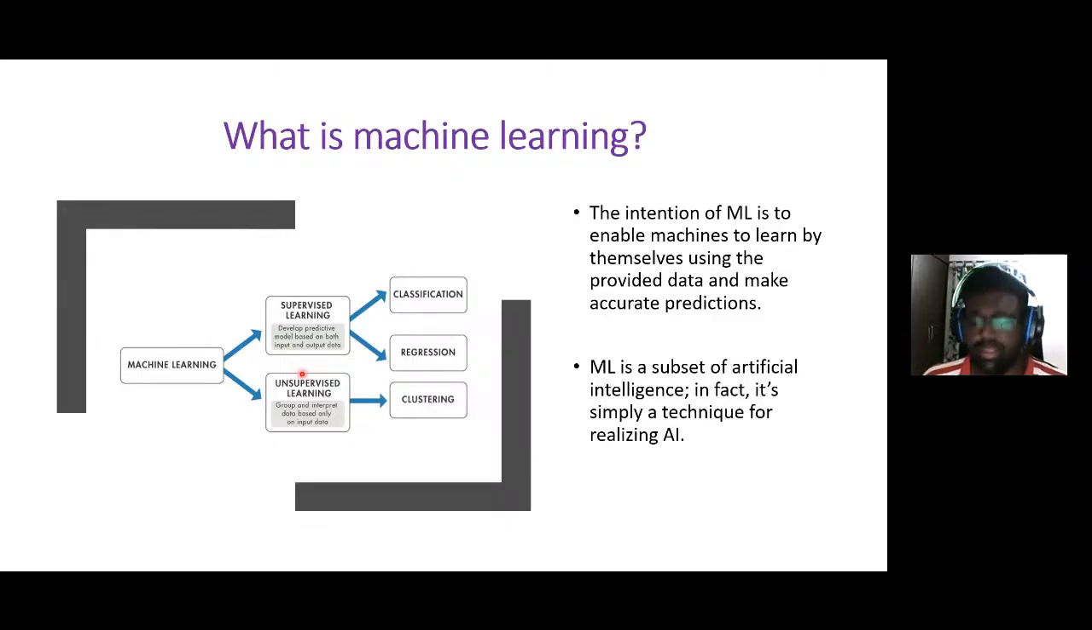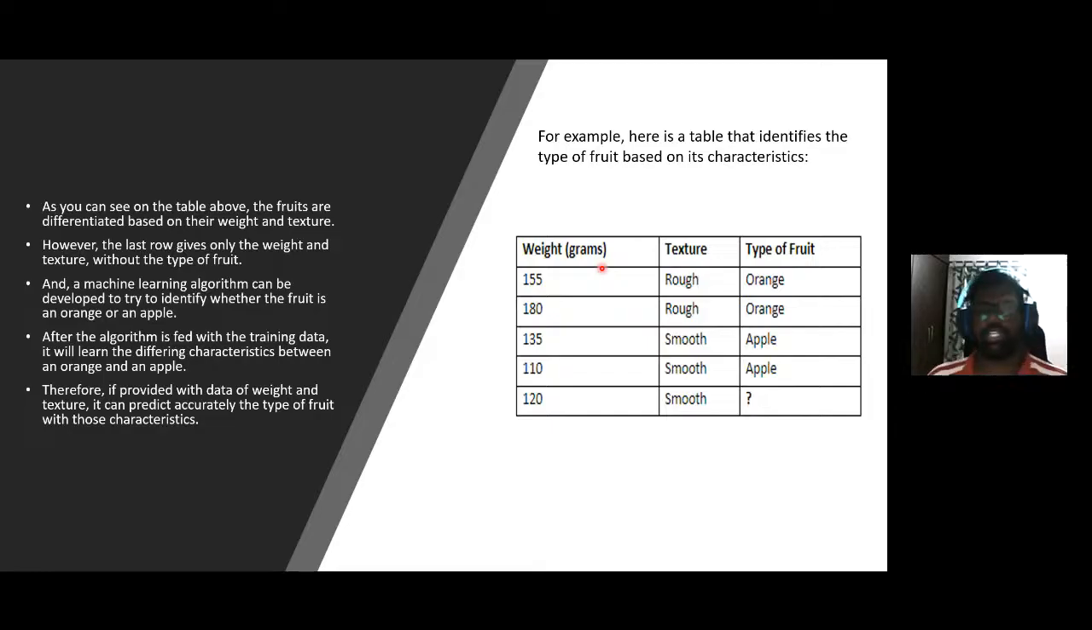Cool. So now, I'm just telling you an example here. If you see here, I have a weight, I have a texture, I have a type of fruit. So 155 rough orange, 180 rough orange, 135 smooth apple, 110 smooth apple, 120 smooth. What would it be? So now forget about the last line.